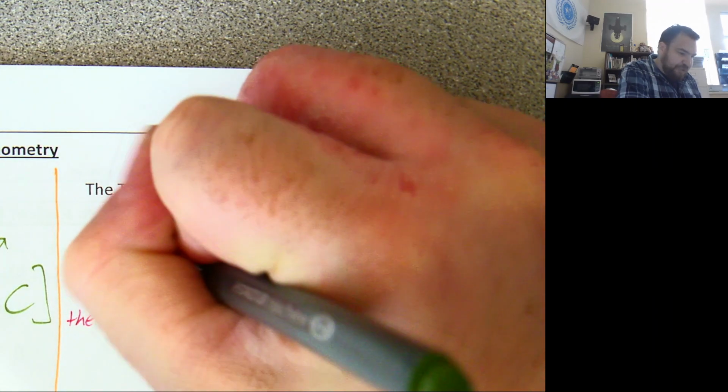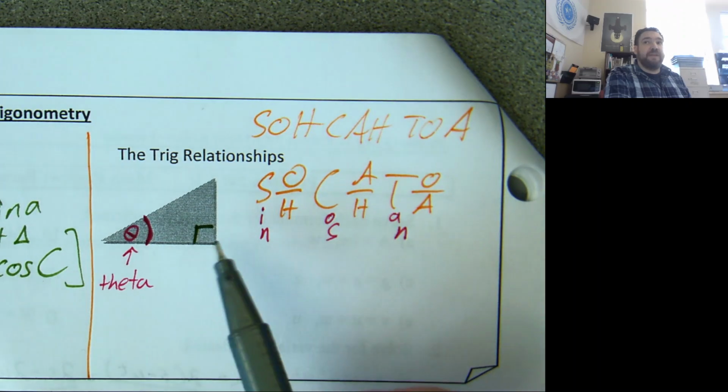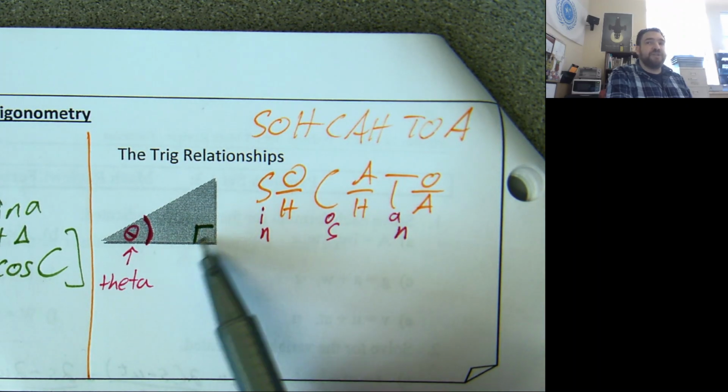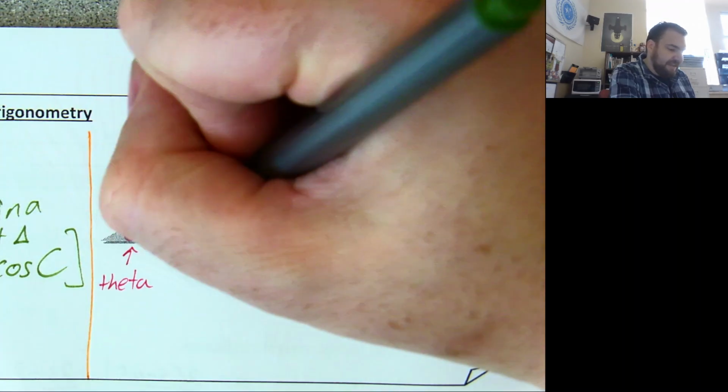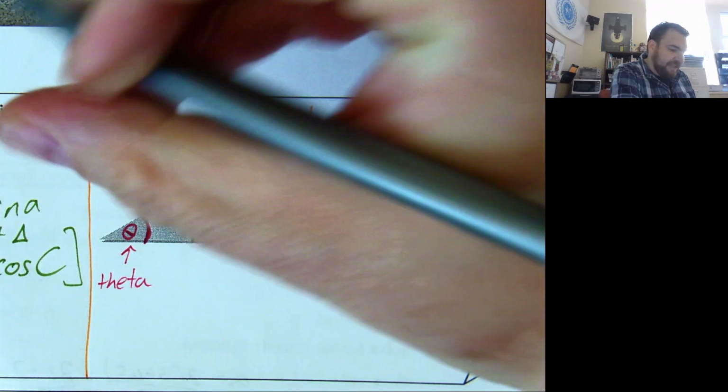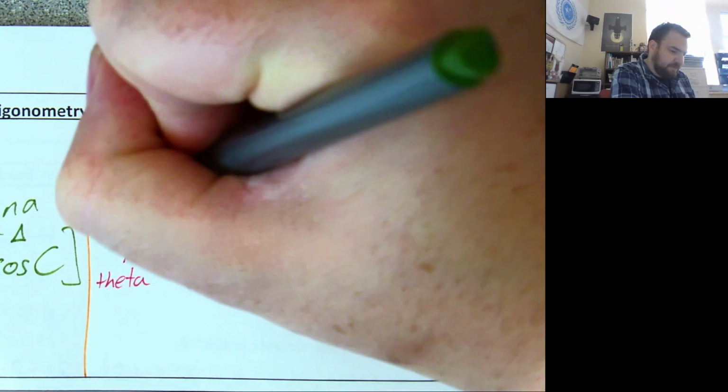These relationships are only true for right angle triangles, so let's put the square symbol down here to represent that that's our right angle. This side across from the right angle is always the hypotenuse.